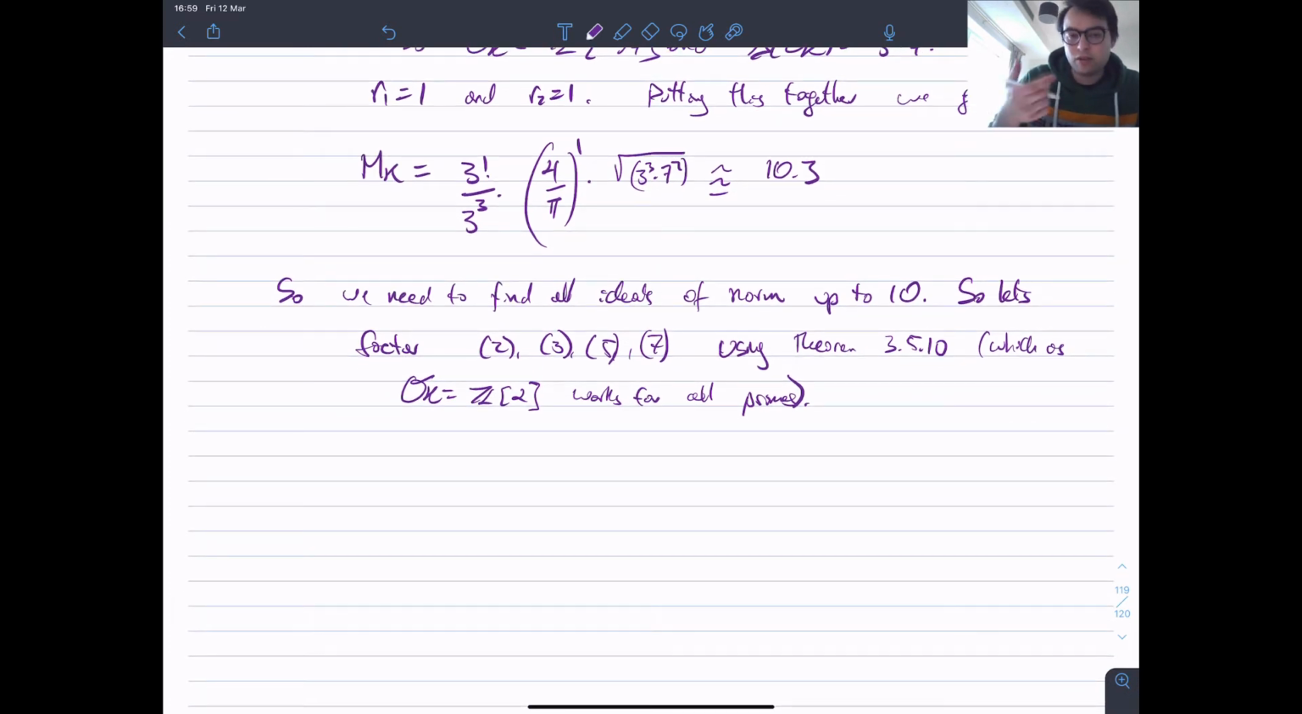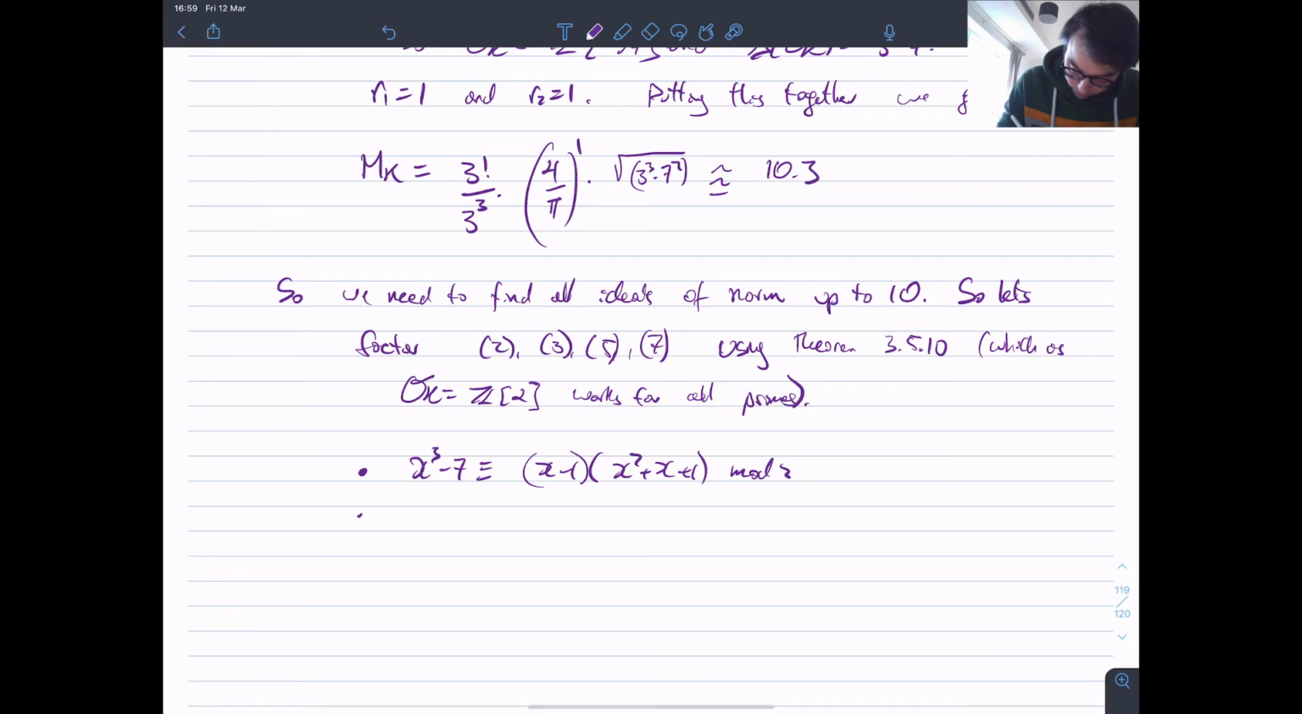Remember, what does this mean? Well, we've done this. Now we just have to factorize the minimal polynomial mod p. So take the minimal polynomial and factor it mod 2, 3, 5, and 7. So let's do this. We have x cubed minus 7. This is congruent to (x minus 1)(x squared plus x plus 1) mod 2. What is this mod 3? This is (x minus 1) cubed mod 3.